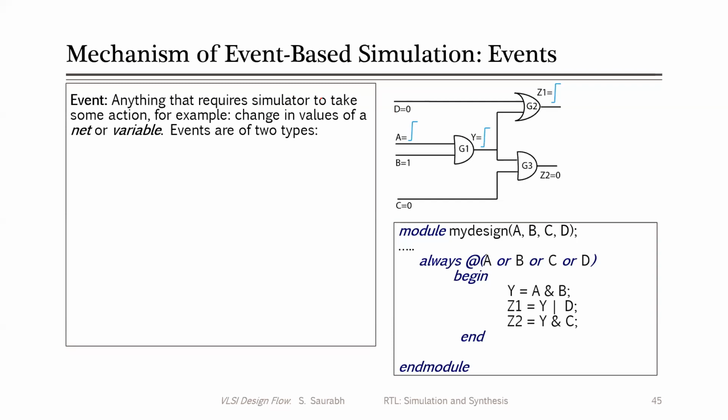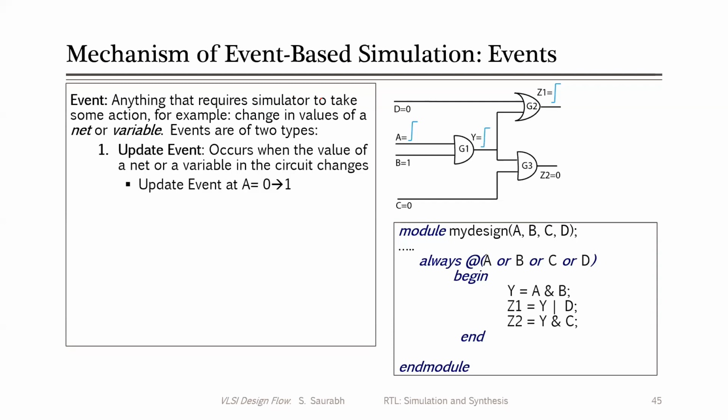Now, events are of two types in Verilog. One is the update event, and the other is the evaluation event. So what is an update event? An update event occurs when the value of a net or a variable in a circuit changes. For example, if A changes, the value of a net or variable is changing, right? So A changes, that is an update event.